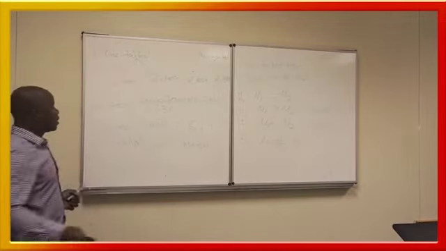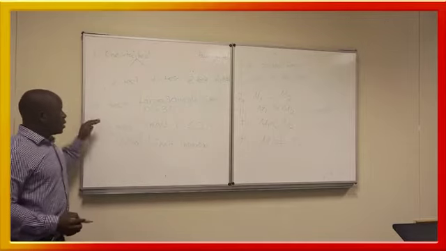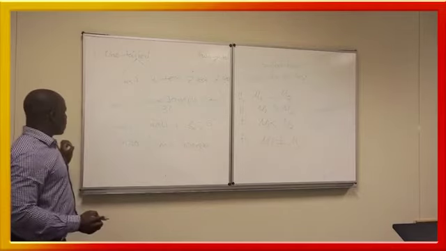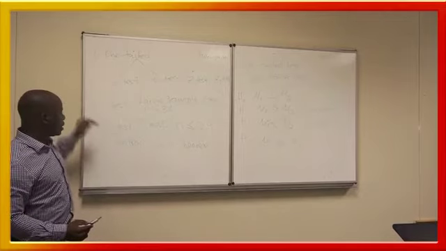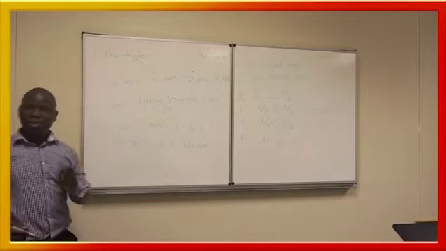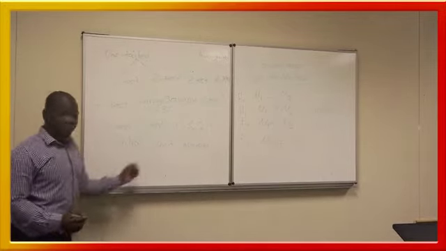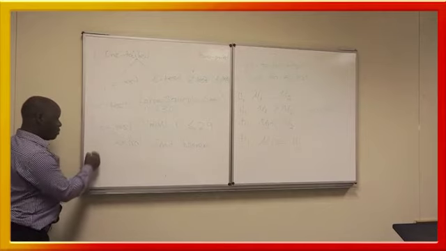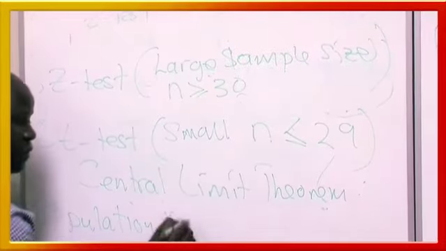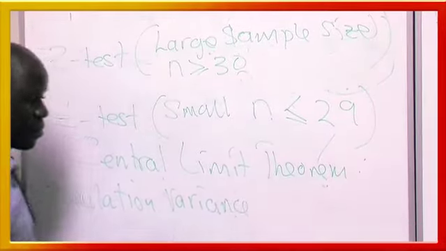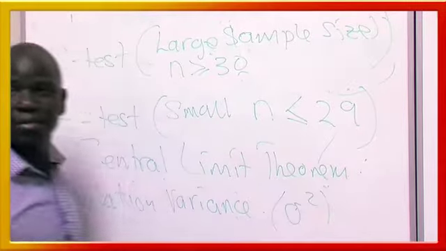Now, are these the only conditions that we look for? If the sample is large and if the sample is small, for large we use Z, for small we use T. But we should also consider the variance. The variance that we are talking about is the population variance, not the sample variance. Population variance. I will emphasize this one. Population variance is normally denoted by sigma squared.